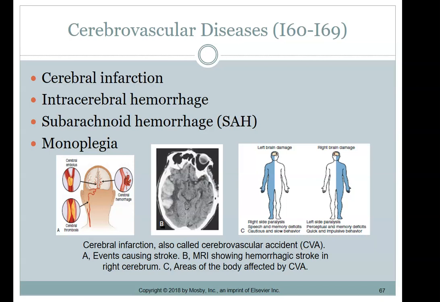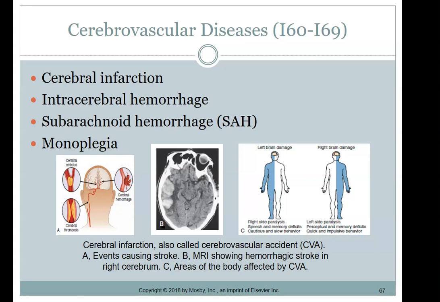The cerebrovascular diseases. A cerebral infarction is tissue death within the brain. It may be the result of a hemorrhage or a blockage, also known as thrombosis or an embolus. These can also be called the cerebrovascular accident or a stroke.